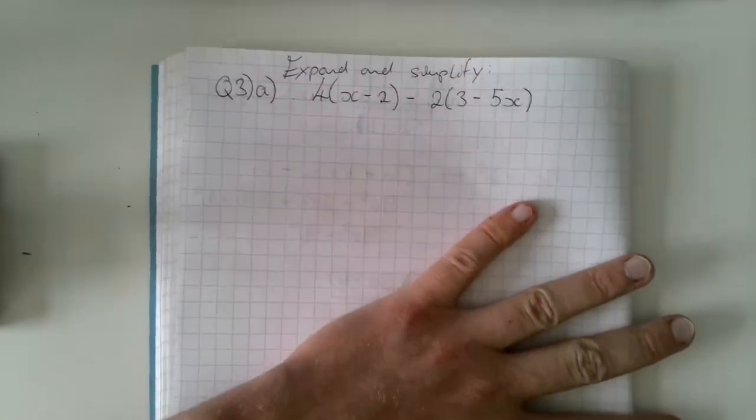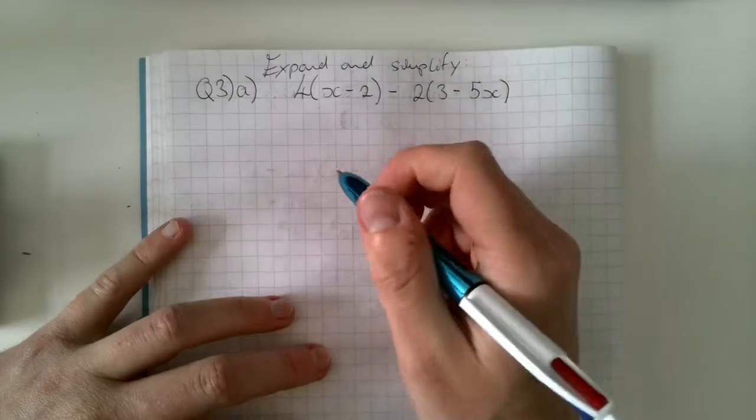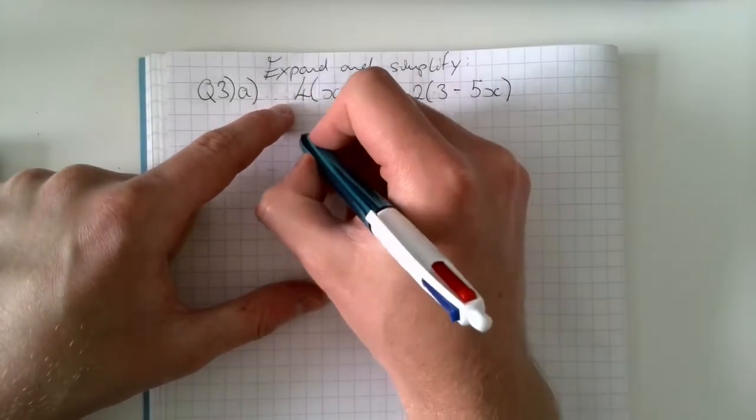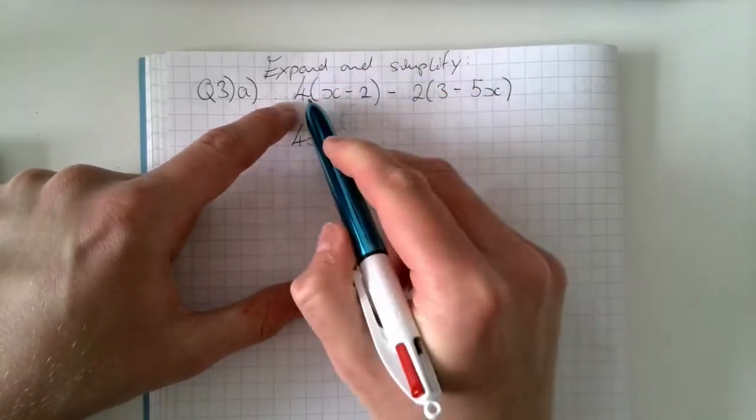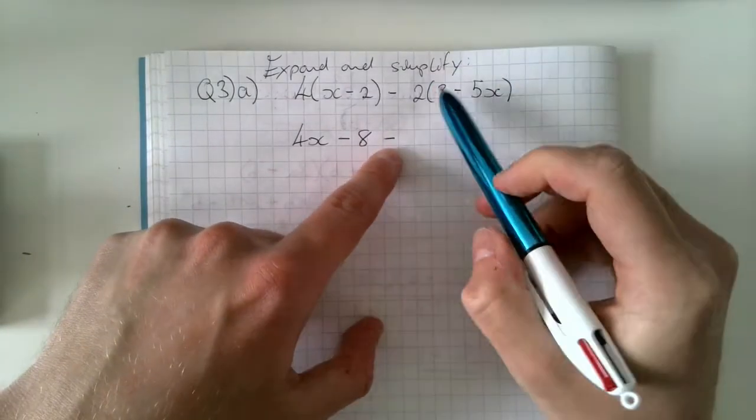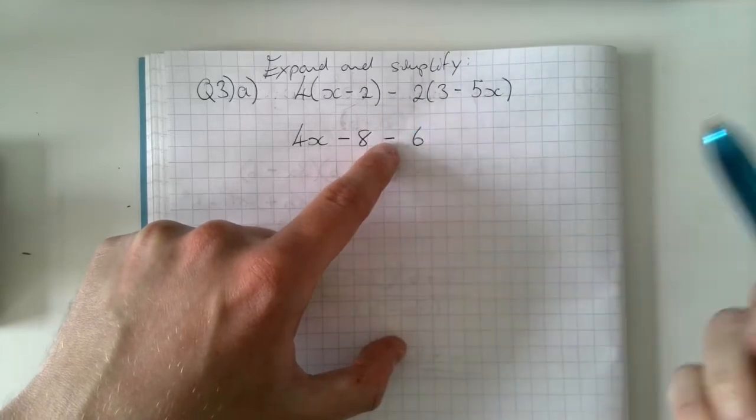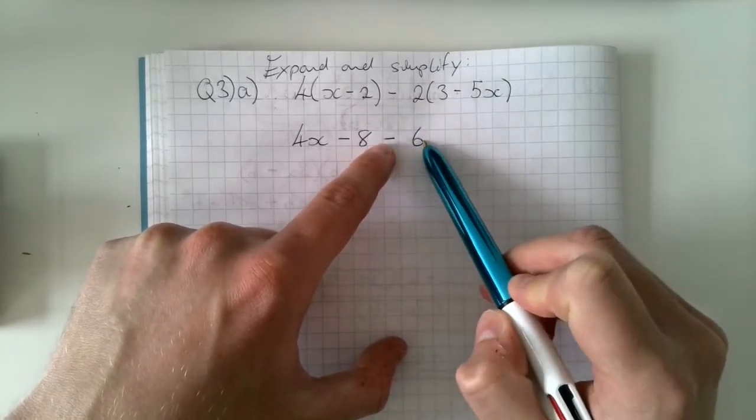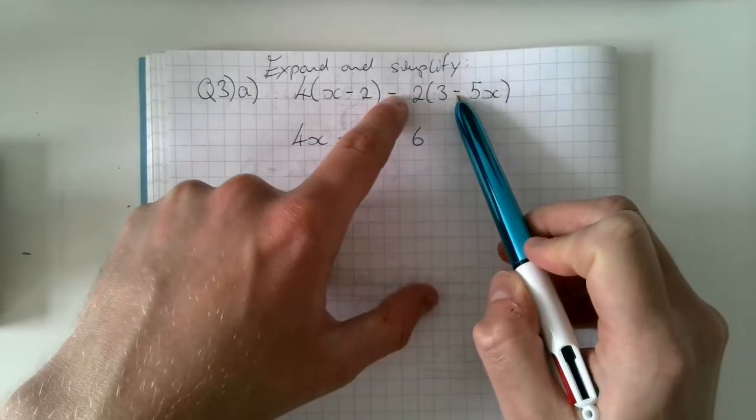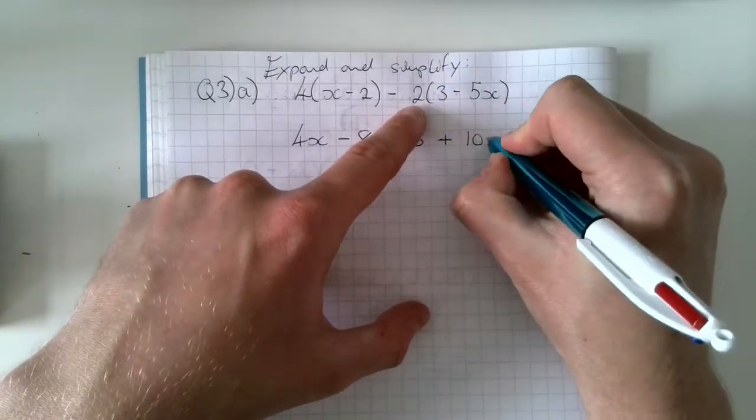Okay, 3a. Expand and simplify. Now this one's quite nice, so I'm going to try and get through this nice and quickly. So expand the first bracket here. I've got 4 times x is 4x. 4 times minus 2 is minus 8. Minus 2 times 3 is minus 6. And minus 2 times minus 5x, well, 2 negatives make a positive. 2 times 5 is 10, and then x as well.